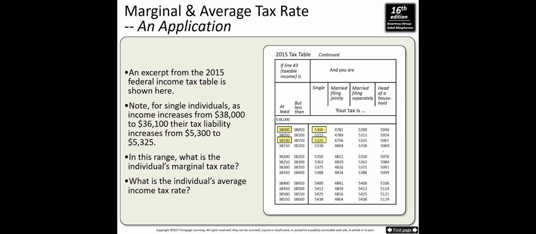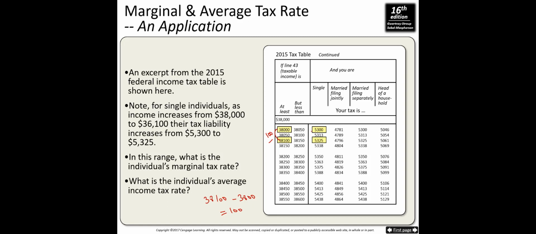So let's see one example. This is an excerpt from the 2015 federal income tax table. When you look at the table, you see that a single individual earns from $38,000 to $38,100. So it's a $100 increase in income. How do we find it? We subtract 38,000 from 38,100, and that is a $100 increase in income.